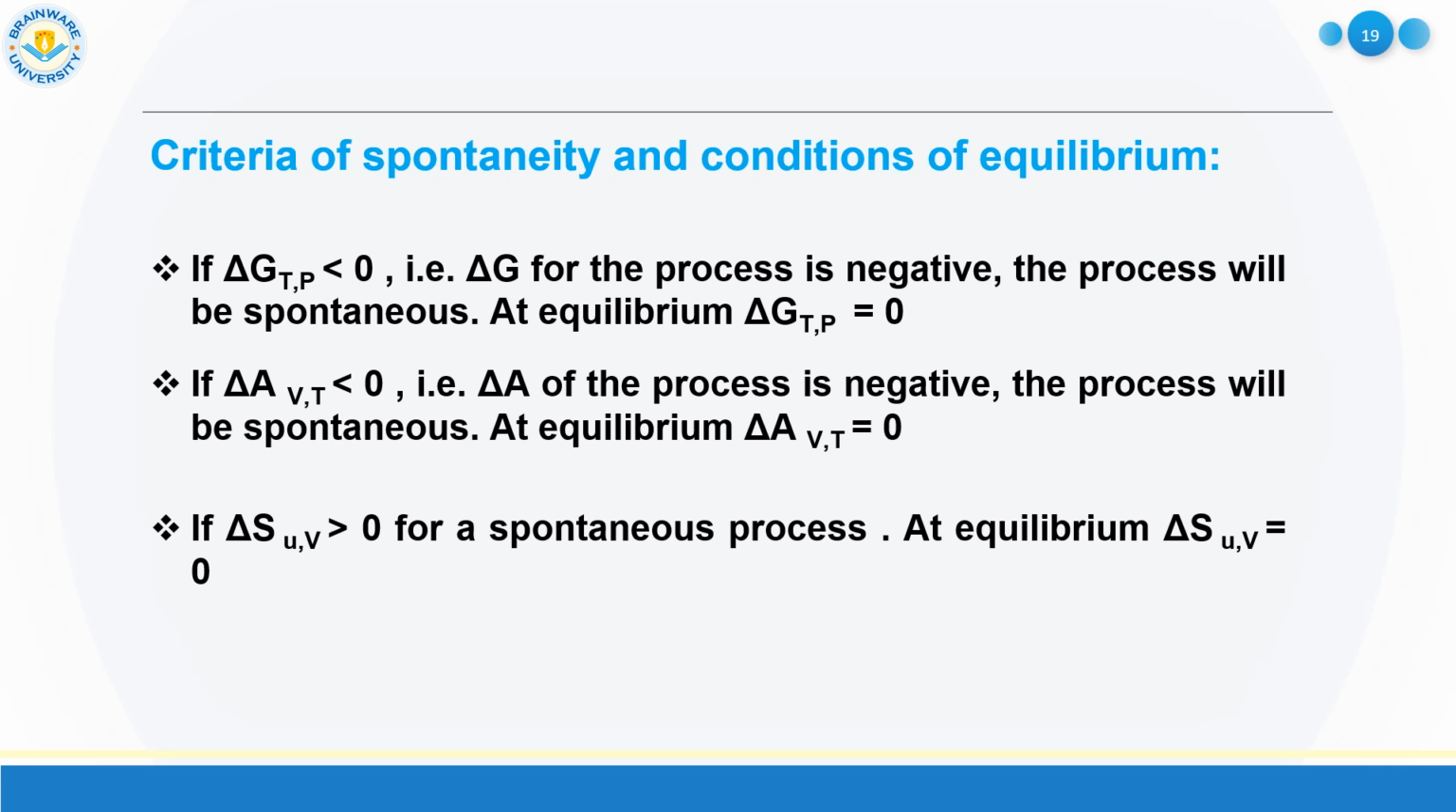So what are the criteria of spontaneity and condition of equilibrium? If delta G at constant T and P is less than 0, that is delta G for the process is negative, the process will be spontaneous. At equilibrium, delta G at T, P equal to 0. With respect to Helmholtz free energy, it is the same condition, that is delta A at constant V and T should be less than 0 for a process which is spontaneous, and at equilibrium it will be 0. But for entropy, the entropy change should be greater than 0 for a spontaneous process and 0 at equilibrium.